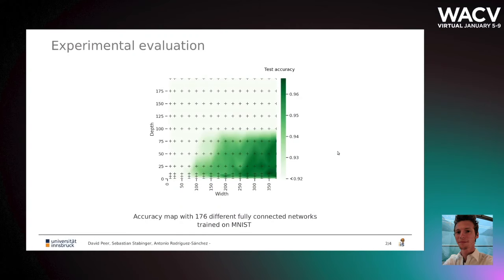In this slide we can see an accuracy map of 176 different fully connected neural networks trained on MNIST. Green parts of this image show a high accuracy, whereas white shows a low accuracy. It can be seen that deeper networks do not always generalize better, and a good balance between width and depth is very important. The first layer that introduces conflicting bundles can be precisely detected already at the beginning of the training.